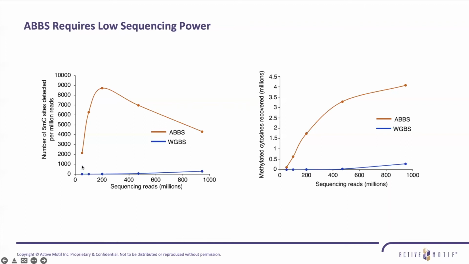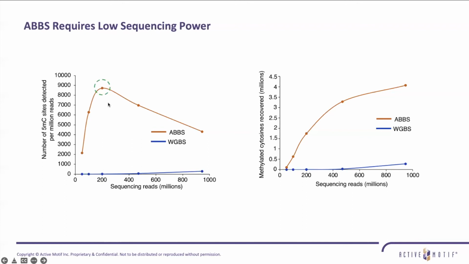And we looked at the number of 5mC sites that are detected per million reads. So it's a relative ratio. What you can see directly is that we capture many more 5mC sites in the ABBS experiment compared to the WGBS experiment. And the second point is that, at least in K562 cells, we get, if you will, the most bang for our buck at 200 million reads. That's where we get the most 5mC sites per million reads. So 200 million reads is 5 times cheaper than a whole billion reads when doing Illumina sequencing.